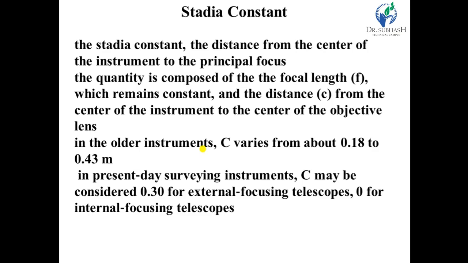In present-day surveying instruments, c may be considered 0.30 for an external focusing telescope and 0 for an internal focusing telescope, because the value of c doesn't apply, since there should not be any anallactic lens.